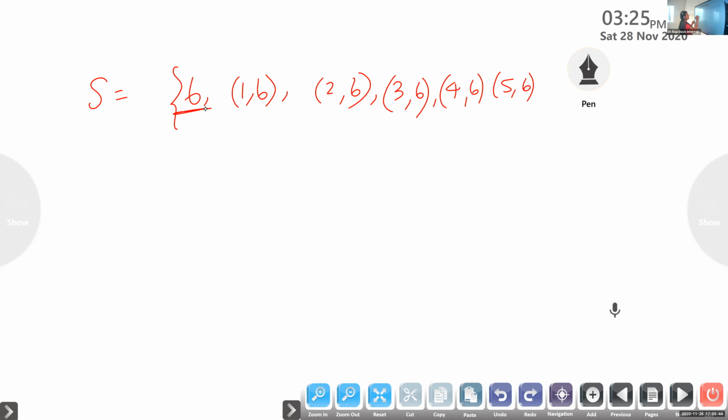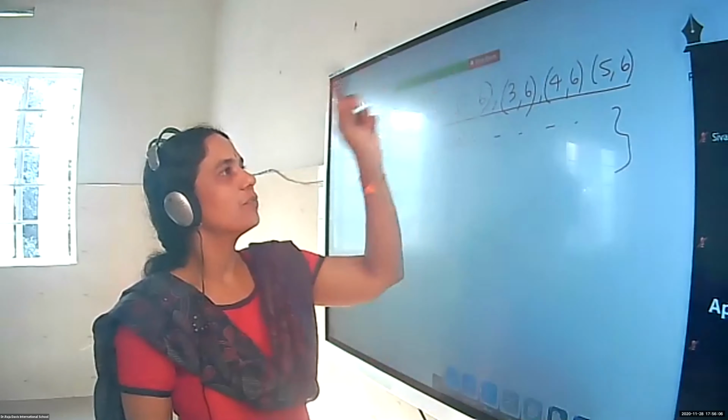Suppose we can stop in the first throw itself, or we'll be stopping in the second throw. Or what is the next case? It may be 116 or 126. It goes on like this. So it is an infinite set. Here, the sample space is an infinite set.